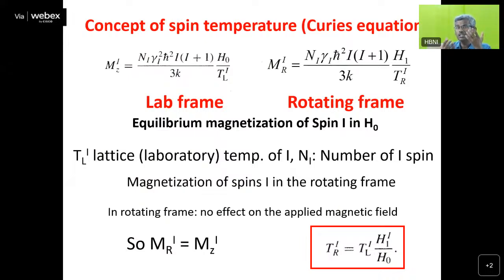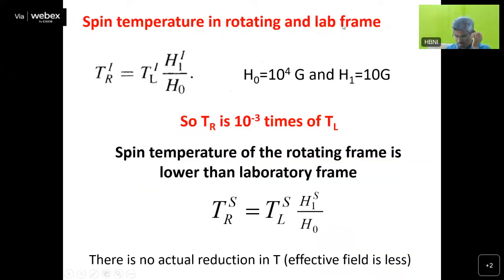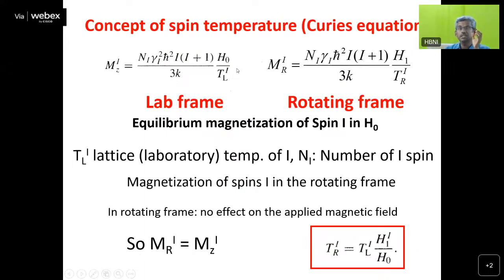To explain further how the population transfers when the frequency becomes the same, you can also see it by the concept of spin temperature. Sorry, I forgot the Curie temperature. What is the concept of spin temperature? Any magnetization you can always express like this. Ni is the number of nuclei, gamma is the gyromagnetic ratio, h is Planck's constant, I is the spin value which is half for both the proton as well as carbon-13, H0 or B0 is the applied field, and TL is the laboratory frame temperature, which is room temperature. This is called the equation in the lab frame. For any nucleus in the lab frame, this is the equation.